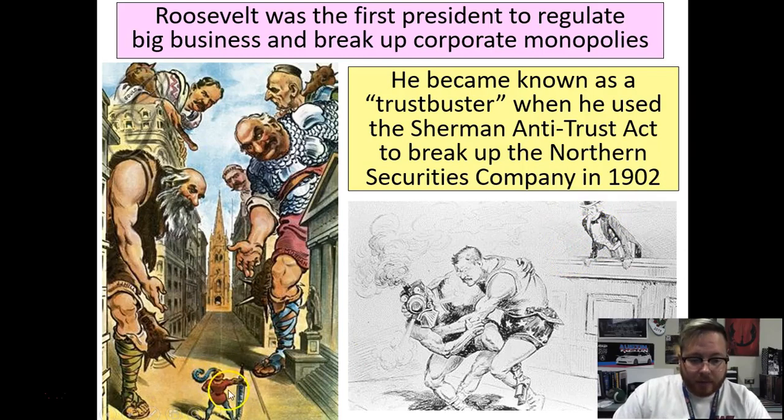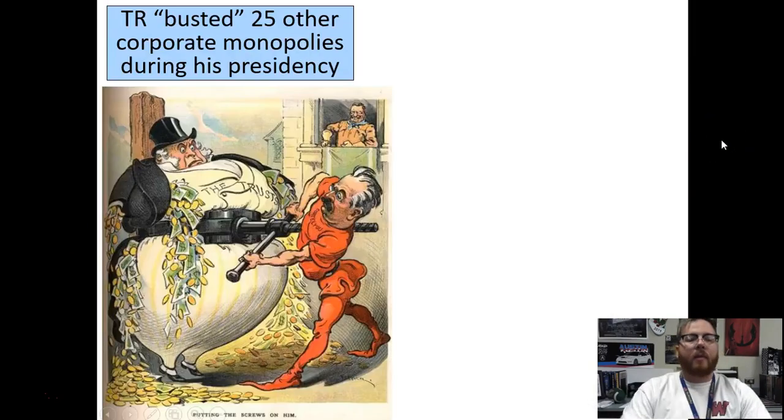Here's another one. Teddy Roosevelt, he's a tiny man with a sword, taking on the giants of industry. So TR busted 25 other corporate monopolies during his presidency. And here you can see another one where Teddy Roosevelt is watching as one of his associates puts the vice grip on the trusts, thereby squeezing the money out of them.